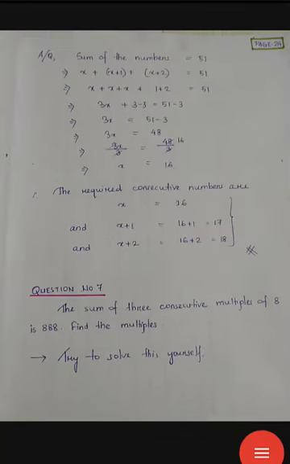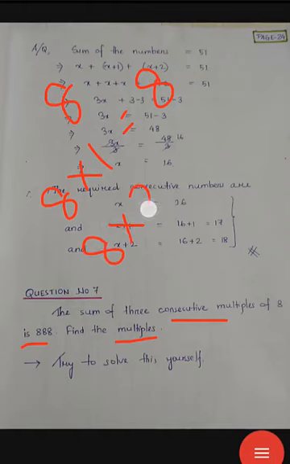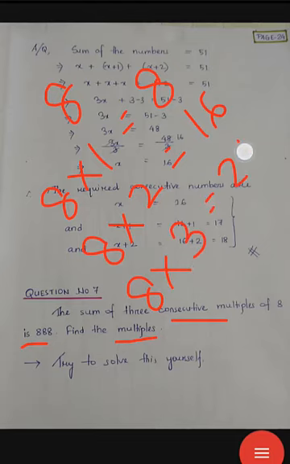After this, looking at question number 7, the sum of 3 consecutive multiples of 8 is 888. Find the multiples. Please try this yourself. Some hint I am giving you here. 3 consecutive multiples of 8. Suppose the first multiple of 8 is 8, because 8 times 1 is 8. The second positive multiple of 8 is 8 times 2, that is 16. Then the third multiple of 8 is 8 times 3 equals 24.